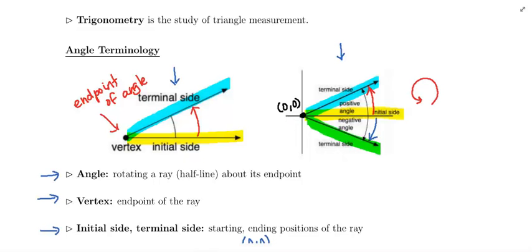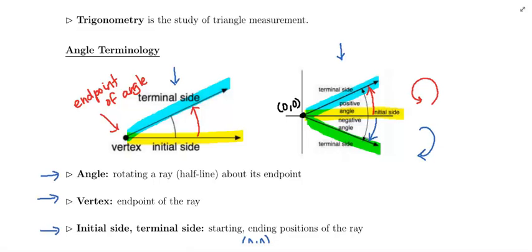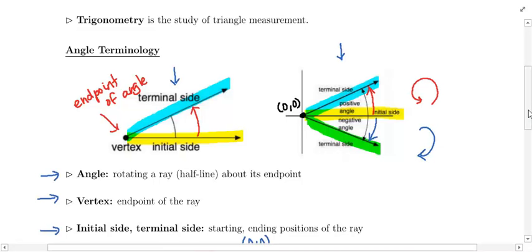Okay, basically if you start with the yellow side and you rotate through to the green side, that rotation is in this direction. It's in the same direction that a clock would move, so this would be clockwise rotation, so that's going to be a negative angle. Again, the only difference between a positive angle and a negative angle is the direction of rotation. If you rotate in a clockwise direction, that's going to be a negative angle. If you rotate in a counterclockwise direction, that is a positive angle.